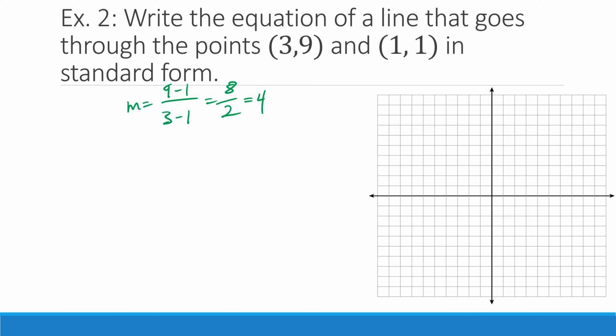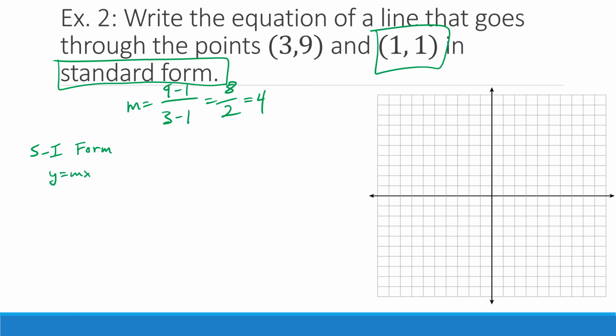Now at this point, I can do one of two things. If I'm trying to get to standard form, remember, I can't really get there directly. The a, b, and c aren't really things that I can find. But what I can do is find slope-intercept form first and then convert to standard form. So to find slope-intercept form, remember, I'm going to take one of these points. I'm trying to get y equals mx plus b.